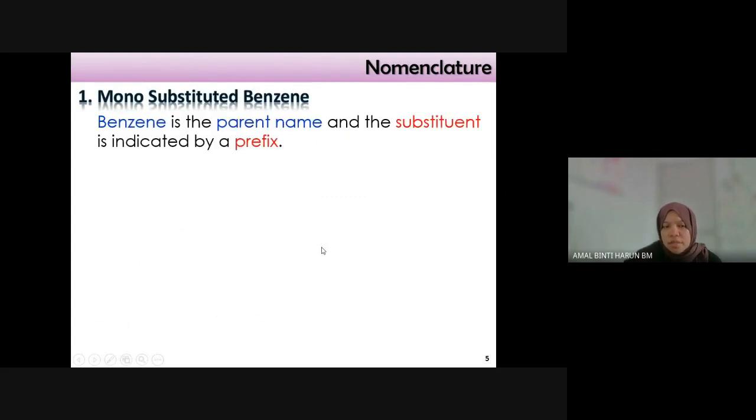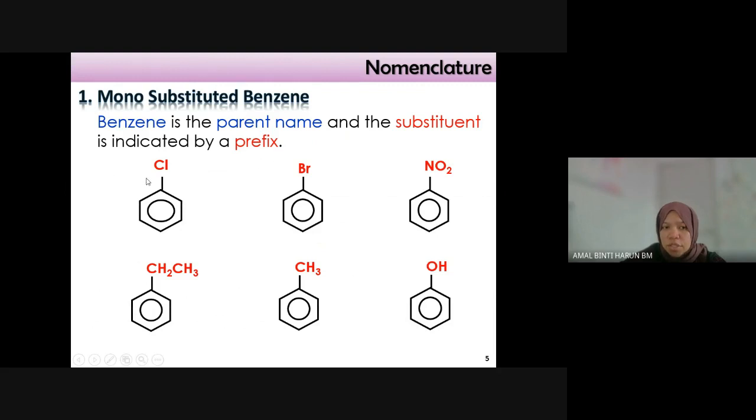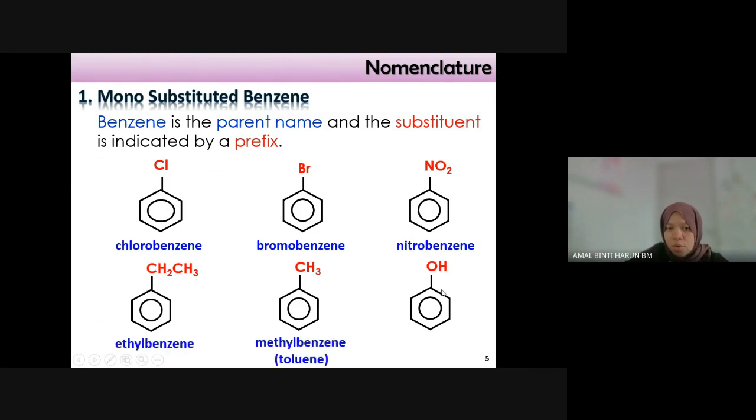Okay, how to name benzene for mono-substituted benzene. Mono means one, only one substituent attached to the benzene ring. Benzene is the parent and the substituent is indicated by a prefix. So if it is a halogen, it will be chlorobenzene, bromobenzene, okay? NO2, when attached to the benzene, we call it nitrobenzene. Then ethyl on the benzene ring, ethylbenzene, and methylbenzene. And OH directly bonded to the benzene ring, as we learned in the alcohol tutorial, can be hydroxybenzene or phenol.